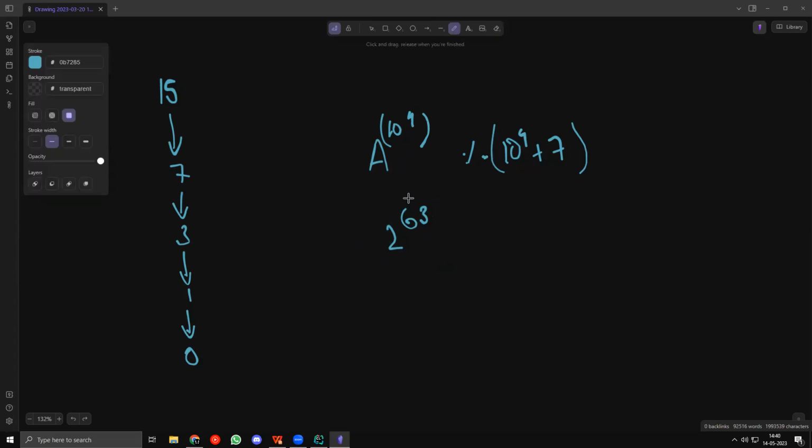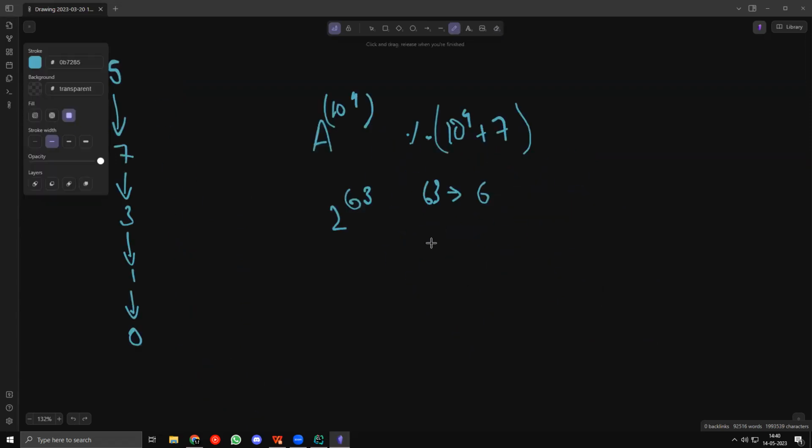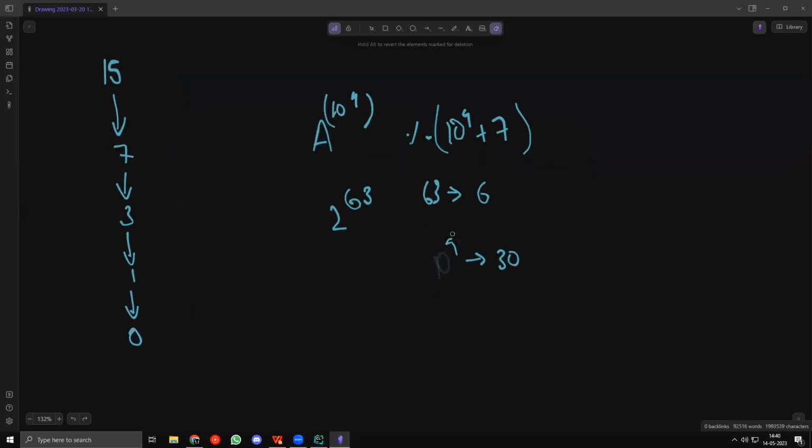So if it's only 63 values, then the improvement is very marginal. Instead of 63 operations, you get 6 operations, which is also big, but not as big as 10 to the power of 9 to 30, right? Yeah, so this is a much bigger difference. Okay, got it, thanks.